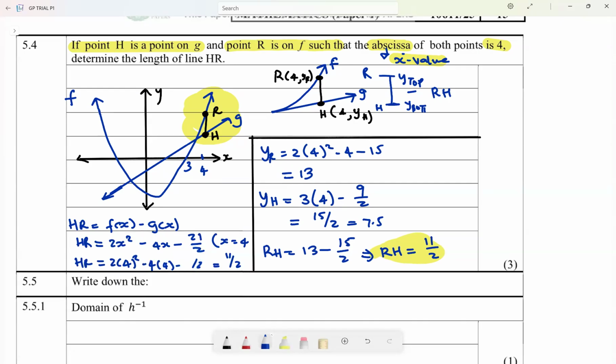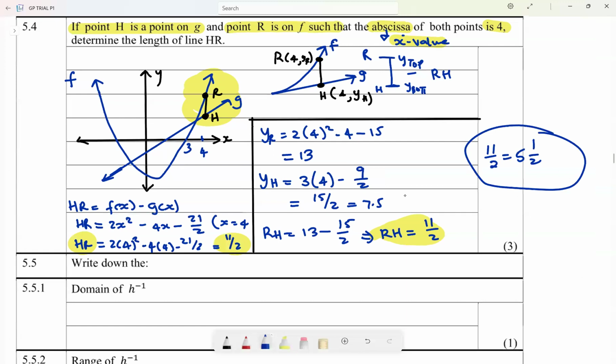Okay, so that's that, guys. Oh, by the way, 11 divided by 2 is the same as 5 halves. Just remark, 11 divided by 2 is the same as 5 halves, so as to, if you get that.